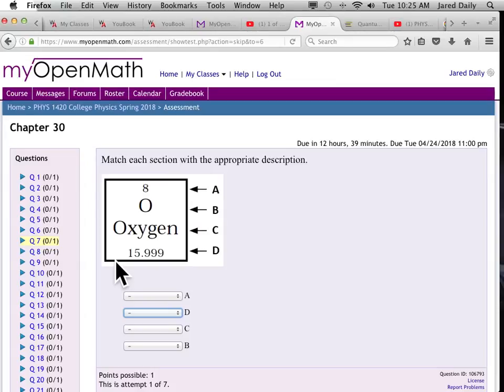So hydrogen is mostly just a single proton. But if you look at helium, its mass is 4. So it has not just 2 protons, it also usually has 2 neutrons in it. And whenever you have more than 1 proton, you have to have neutrons as well. Otherwise, they won't stick together.